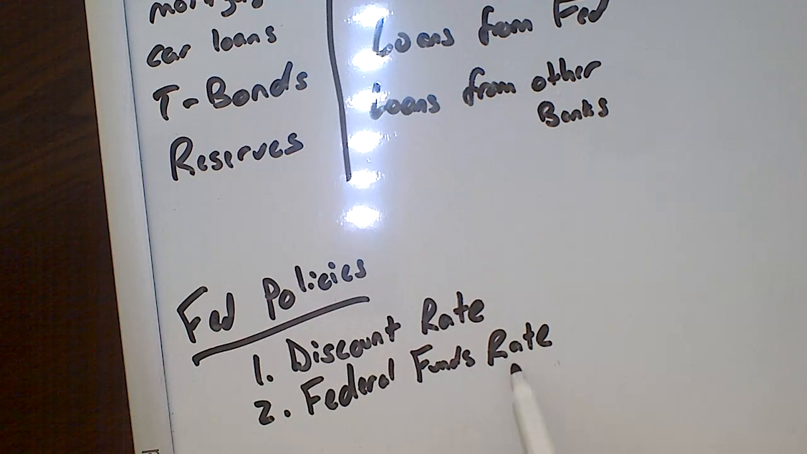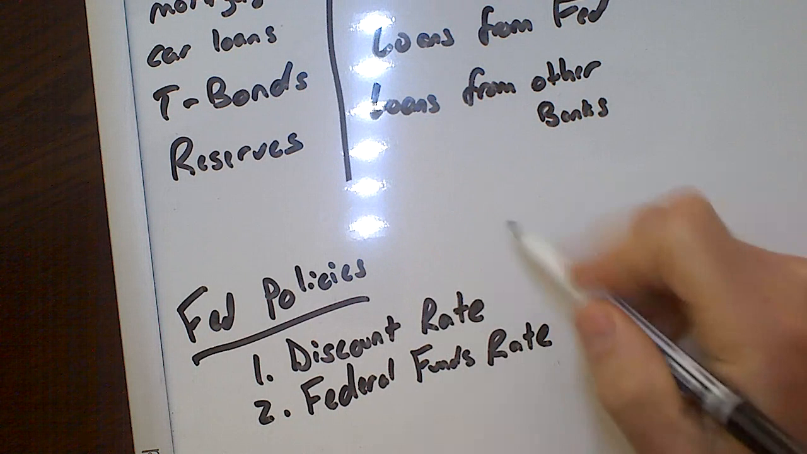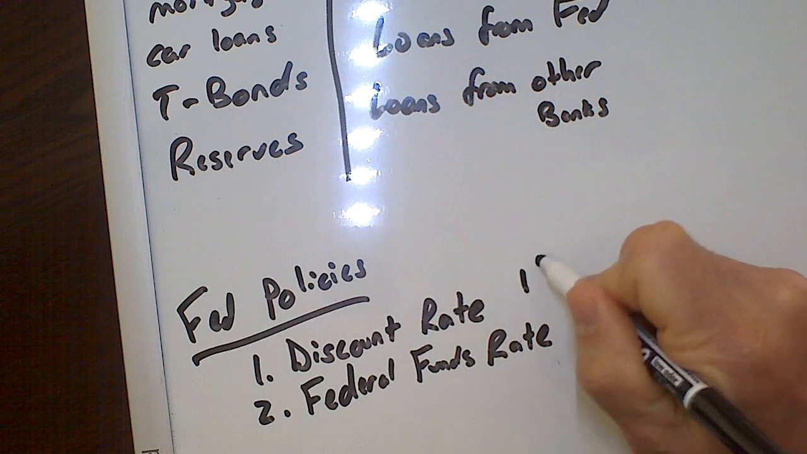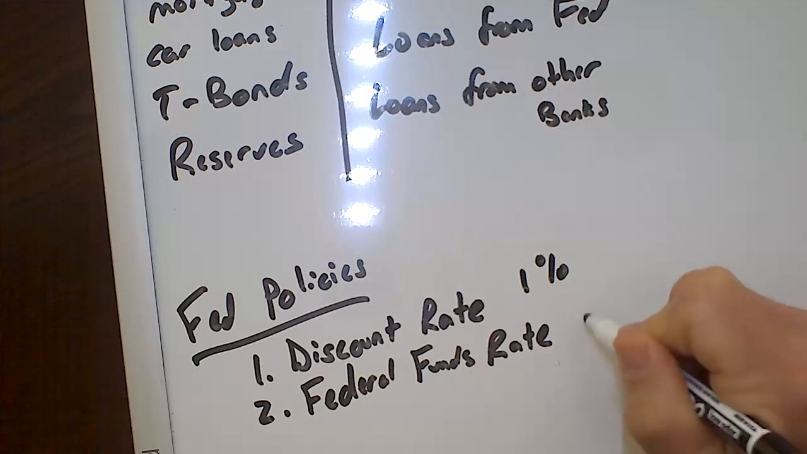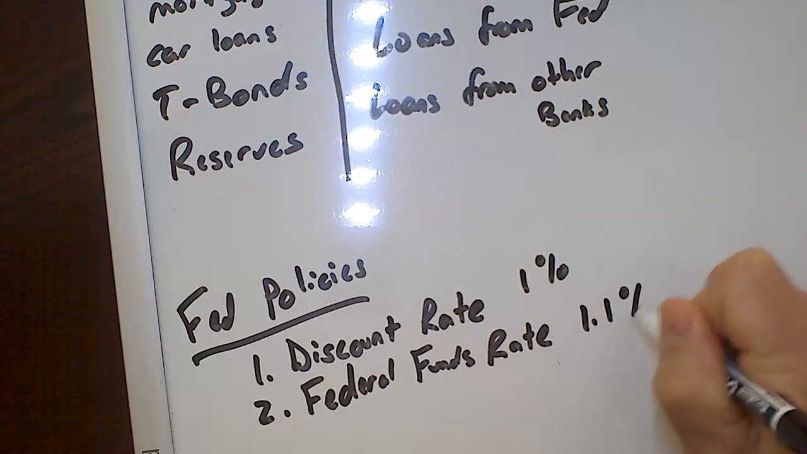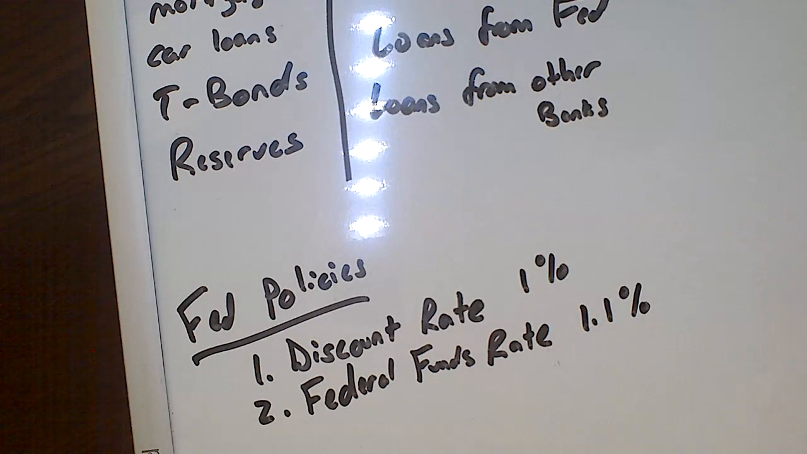And the federal funds rate tends to be just a hair above the discount rate. So if we had a hypothetical discount rate of 1% today, we would expect the federal funds rate to be like 1.1%. If the discount rate goes up, the federal funds rate will go up. If the discount rate goes down, the federal funds rate goes down. And this is basically like a gentleman's agreement between all of the banks in the country to charge each other a rate that's just above the discount rate.